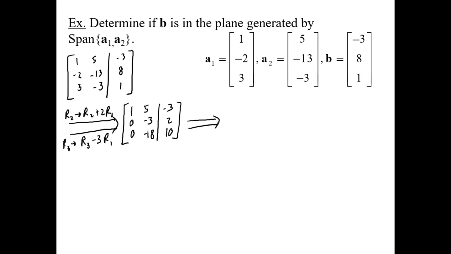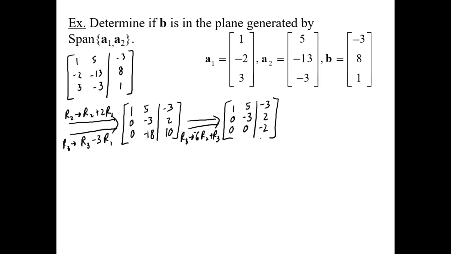Okay, let's see here. Top row's fine. Second row now is fine. It'd be nice to have a 1 in that spot, but it doesn't really matter. And then my row 3, so I'm going to do, how about -6 times row 2 plus row 3. So multiply the second row by -6 and add the bottom row. And I'm getting -2. Okay, we now have it in echelon form.